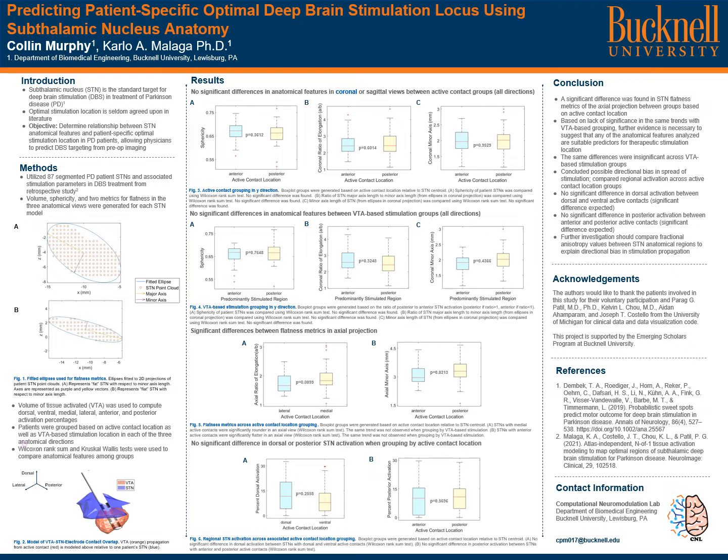The volume of tissue activated, or VTA, represents the amount of tissue in the brain receiving stimulation as a result of the electrode's active contact and was used to determine activation percentages in the three sets of STN anatomical halves.